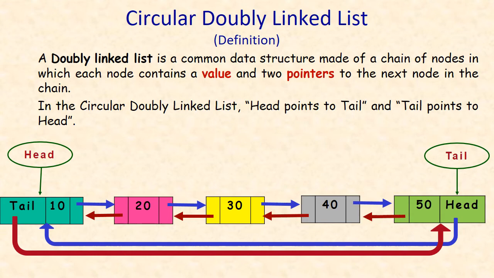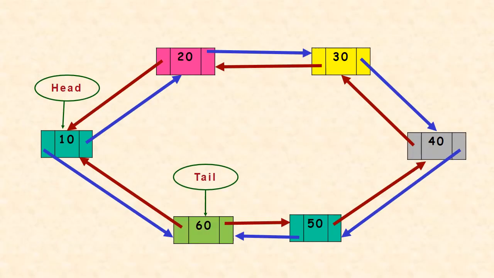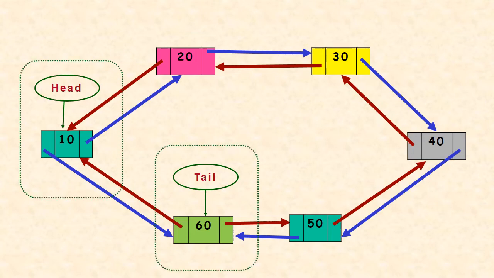It will be like this: head points to the tail and tail points to the head. See, for your better understanding I made this diagram. In this, both head and tail are connected together like this. This is the only difference between a normal doubly linked list and a circular doubly linked list.